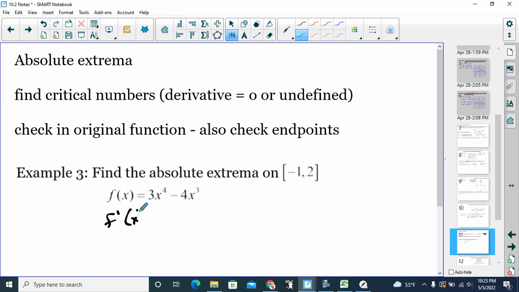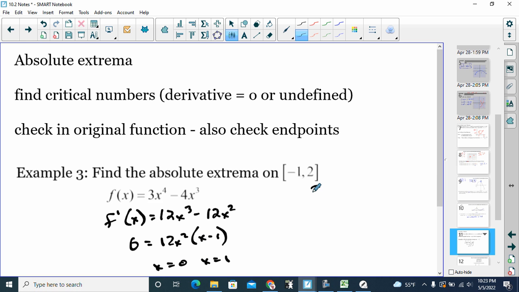So extrema, absolute extrema, could occur when the derivative is 0 or undefined. It could also occur at the endpoints of the interval. Those are the only places that absolute extrema could possibly occur. So we're going to take the derivative, set it equal to 0, solve for x. We're plugging those values, our critical numbers, into the original function. We also need to plug in the endpoints of the interval.